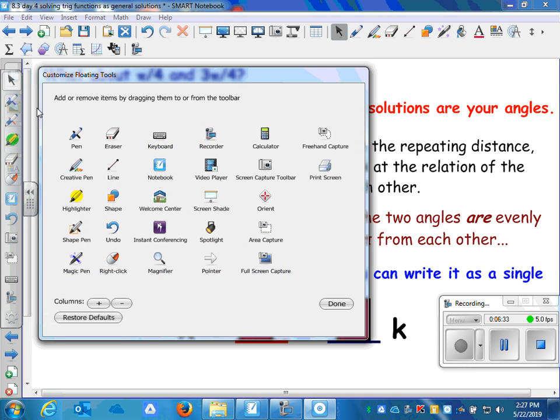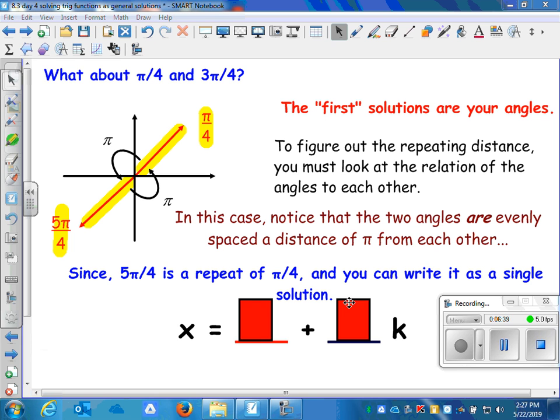Now what happens if your values are not unique? What happens in that case? So what I see here is pi over 4 and 5 pi over 4. You'll notice that they are opposite of each other in the unit circle, and they're equidistant whether they're clockwise or counterclockwise. That tells me that 5 pi over 4 is a multiple of pi over 4. I can just add pi to it.